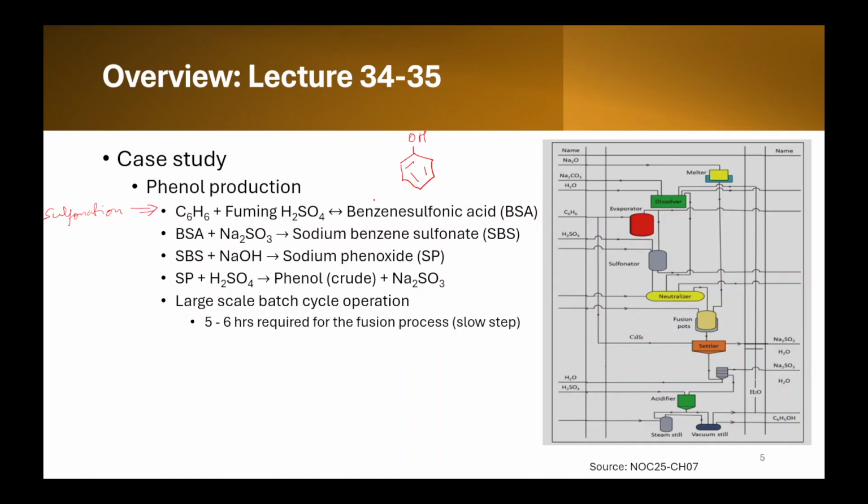The next step is benzene sulfonic acid, abbreviated as BSA, plus sodium sulfite. Since you have some acid and some salt which can neutralize it, it is a neutralization reaction. So sodium benzene sulfonate is formed, which is supposedly a salt of sulfonic acid. This is called neutralization.